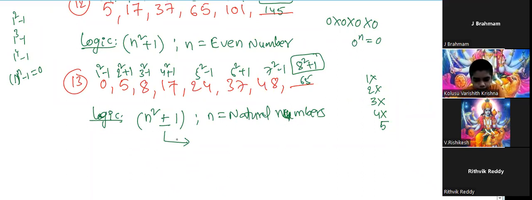And what about plus and minus? They are coming in alternative positions. Okay.